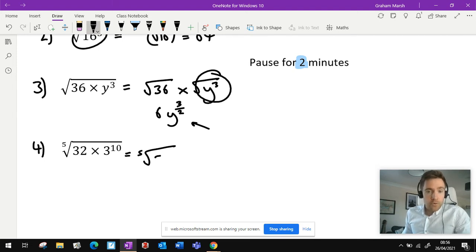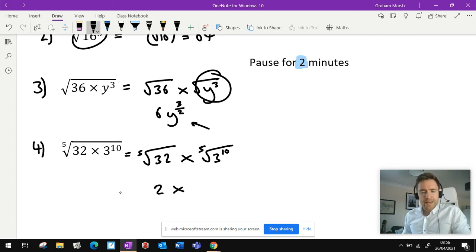We can put it as a fifth root of 32, and then separately that can be multiplied by the fifth root of 3 to the power of 10. Okay, now the fifth root of 32 is 2. 2 times 2 times 2 times 2 times 2 is 32. So that's going to be just 2. And then the fifth root of 3 to the power of 10, well, you could work out what 3 to the power of 10 was and then try and find its fifth root. But remember, this is without a calculator, so that's going to be pretty difficult.